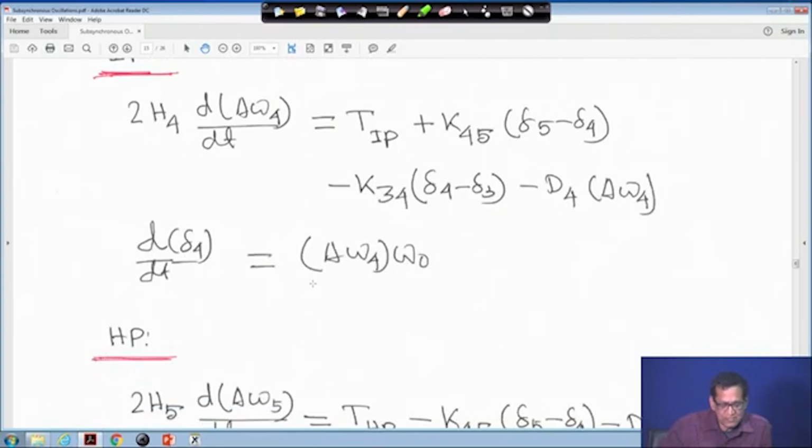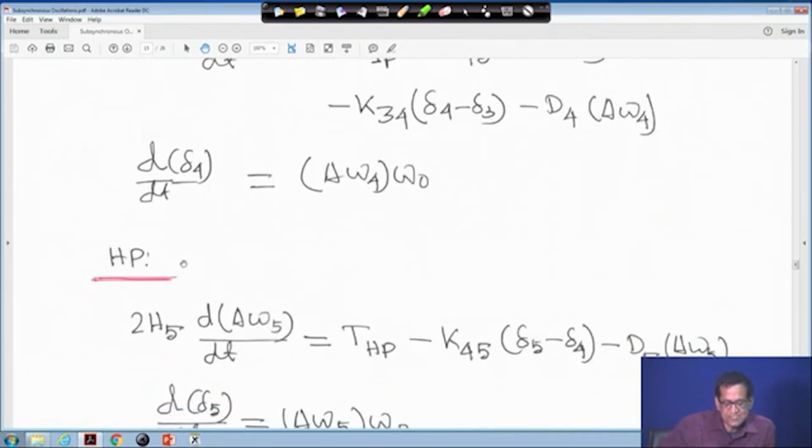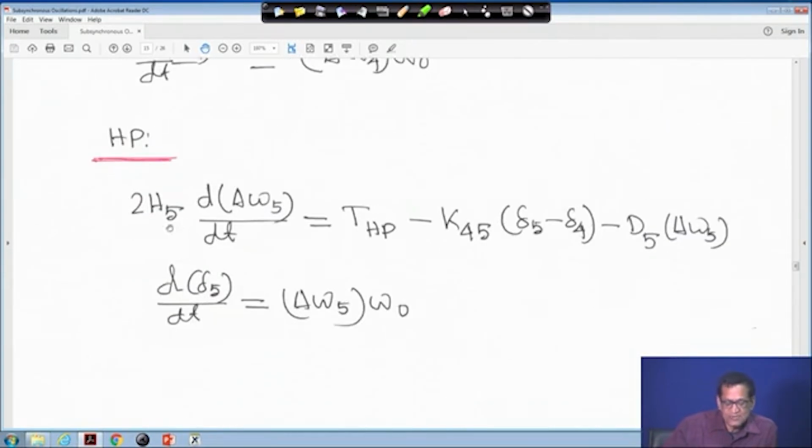Now, then high pressure. For high pressure, section 5, it is 2H5 d/dt of delta omega 5 is equal to THP, that was the input torque, minus K45 (delta 5 minus delta 4) minus D5 delta omega 5. This is for the high pressure portion, section 5, and d/dt of delta 5 will be delta omega 5 times omega 0. This is how we have to represent each section.